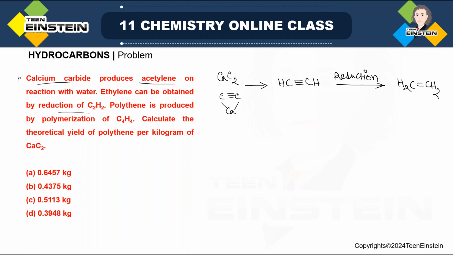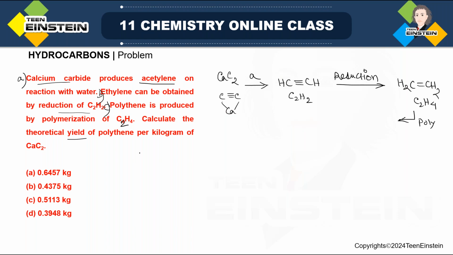So this is the second one. Suppose this is the first reaction, which is number A. Then this is number B, which is the second reaction. And C is polythene is produced by polymerization of, sorry, it will be C2H4. So this is C2H2. This is C2H4, and if we do polymerization, we will ultimately get polythene. Now this is asking to calculate the theoretical yield of polythene per kilogram of CaC2.